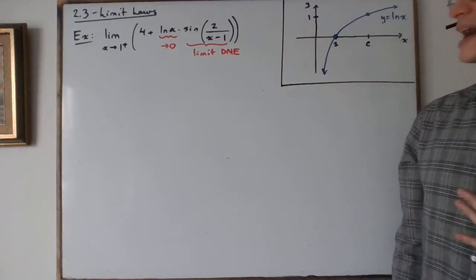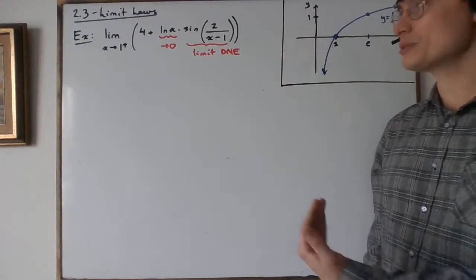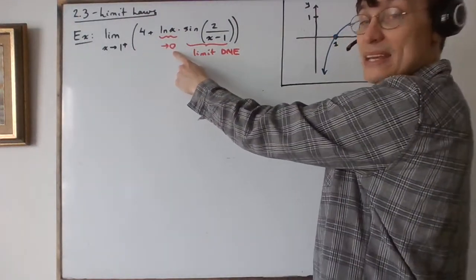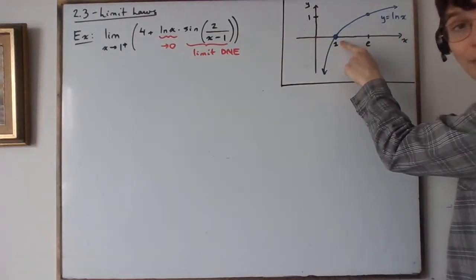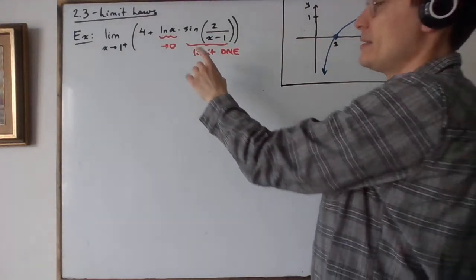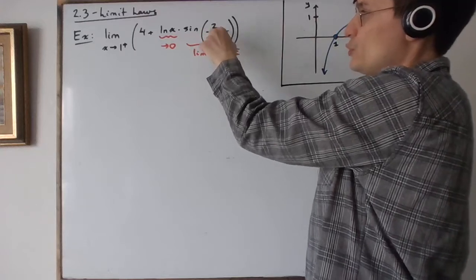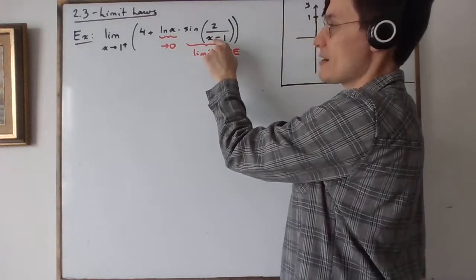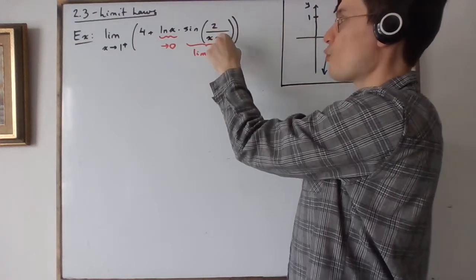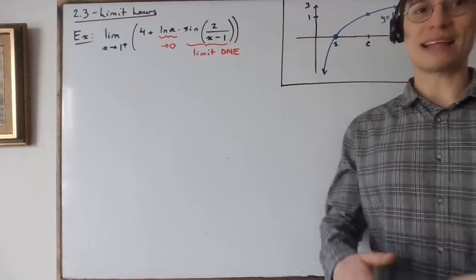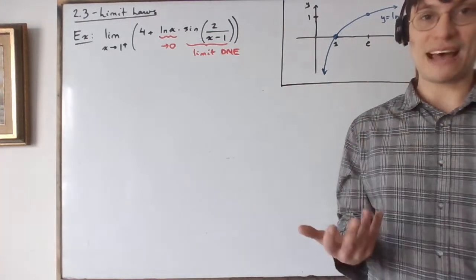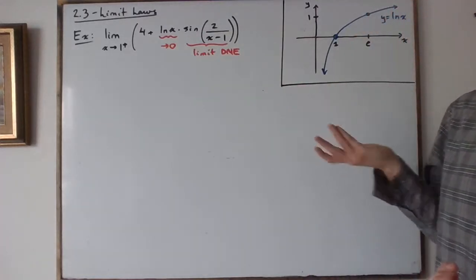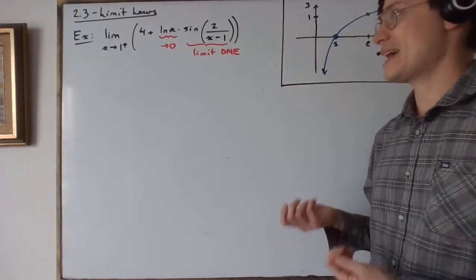And the reason we know that is because if we were to directly substitute, this would give us 0, like the ln of x as x is approaching 1 is approaching 0. We see it from the graph over here. And for the sine of 2 over x minus 1, the limit does not exist, because if you replace x with 1 at the denominator, you're going to get 2 over 0. So this is a limit that oscillates faster and faster. This factor right here oscillates faster and faster between 1 and negative 1 as x is approaching 1.